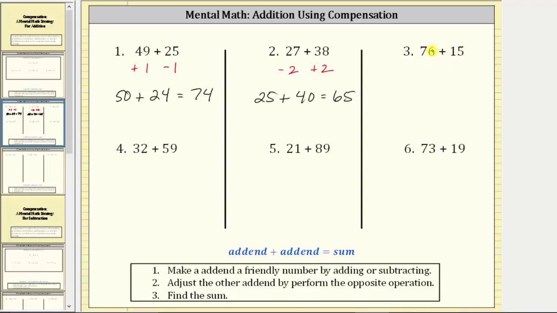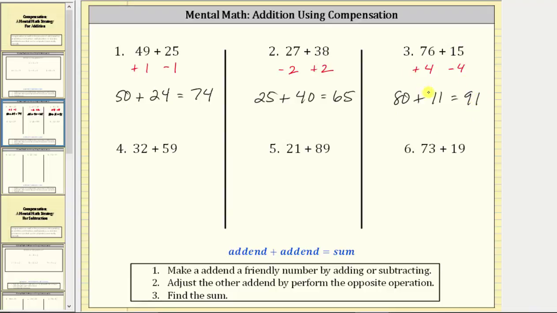Next we have 76 plus 15. Let's make 76 more friendly by adding 4, which makes 80. If we add 4 to the first addend, we must now subtract 4 from the second addend. 76 plus 4 is 80. 15 minus 4 is 11. The equivalent sum is 80 plus 11, which equals 91. This sum and the original sum are both 91.